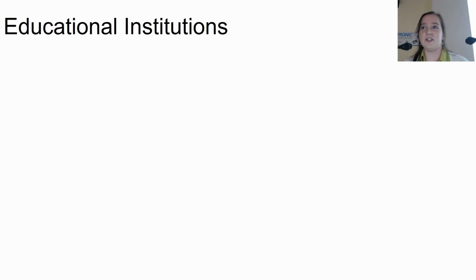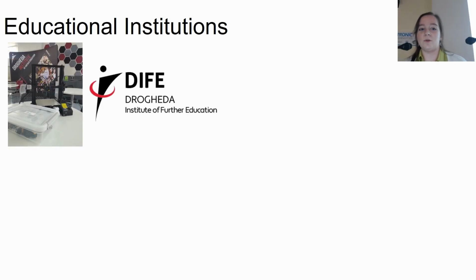So for educational institutions, we gave an EnderScope to Drogheda Institute of Further Education, which is a further education institute for school leavers and adults returning to education. And they want to use the EnderScope to teach anatomy and physiology. They also want the engineering students to collaborate with the biology students. So the engineering students will help with the building, the biology students will help with the science and the samples, and together they'll tell each other what they learned.